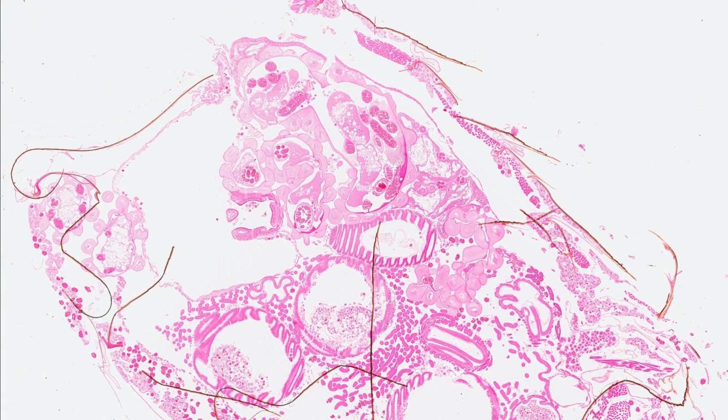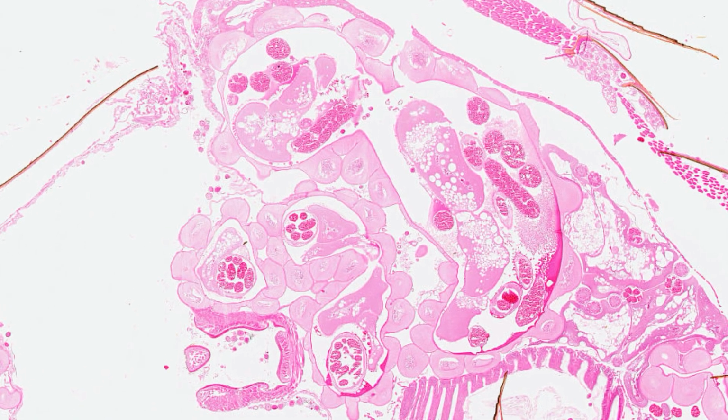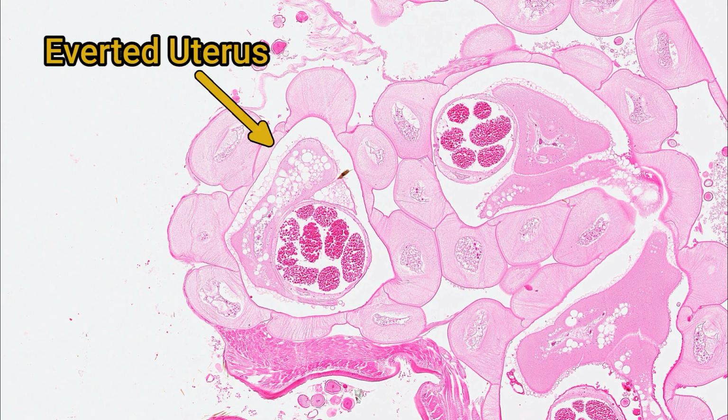What you can see here are cross-sections through structures that I had never seen in a bee before. It took me a little while to work out that this is actually a huge parasitic nematode called Sphaerularia bombi. This parasitic nematode enters the bumblebee and migrates to the abdomen, where it everts its uterus, which expands to 300 times the size of the original nematode's body. So all of what we can see here is this everted uterus.